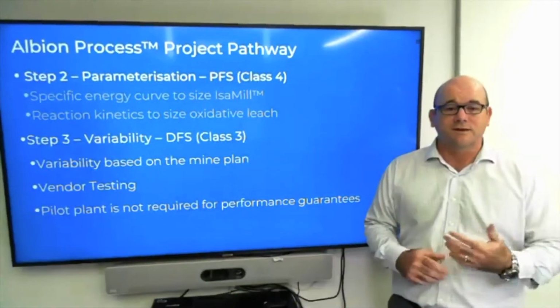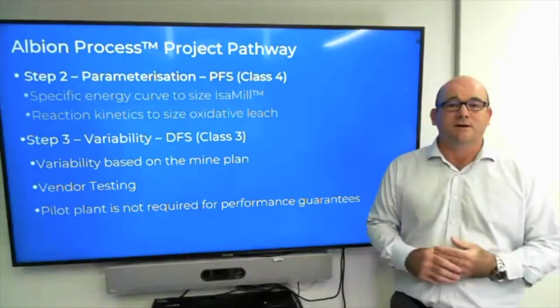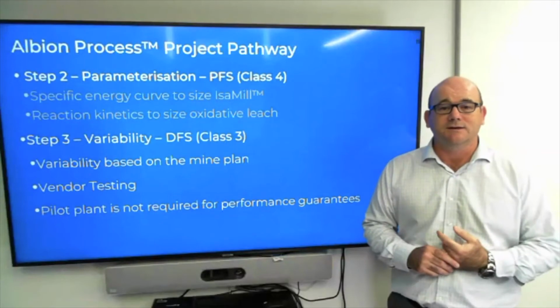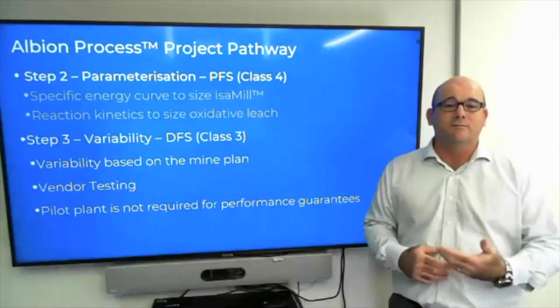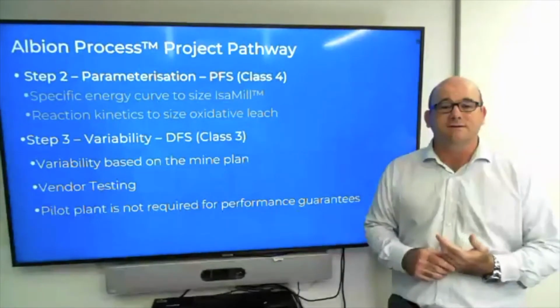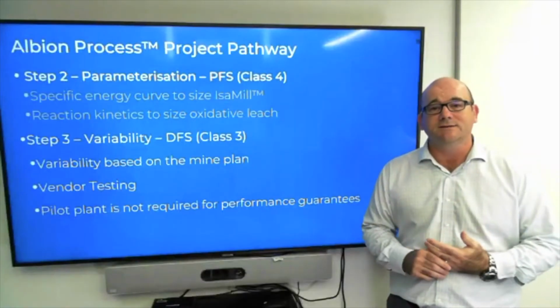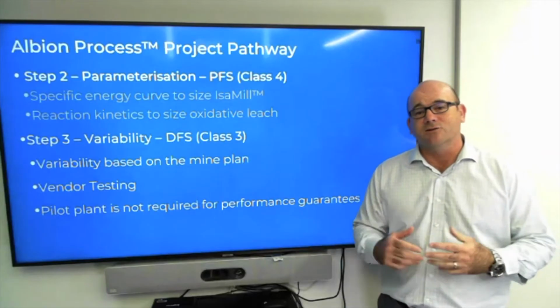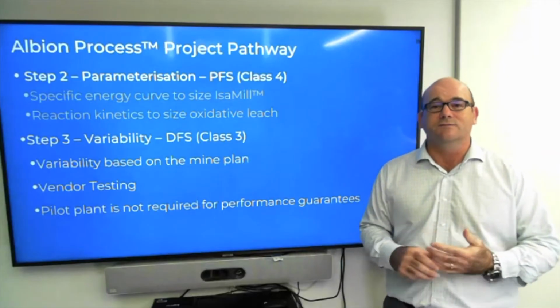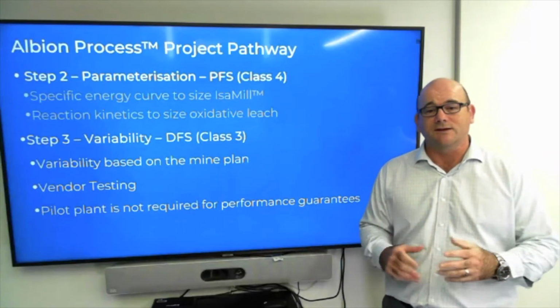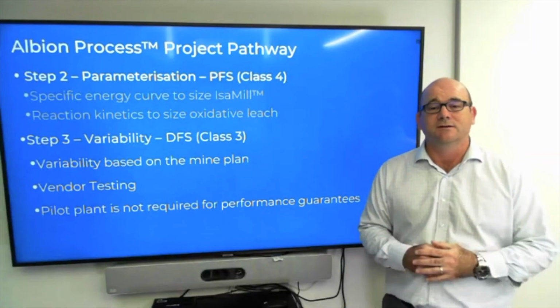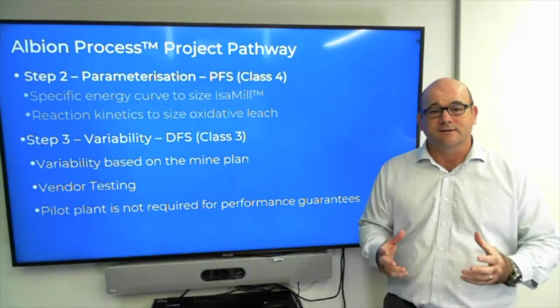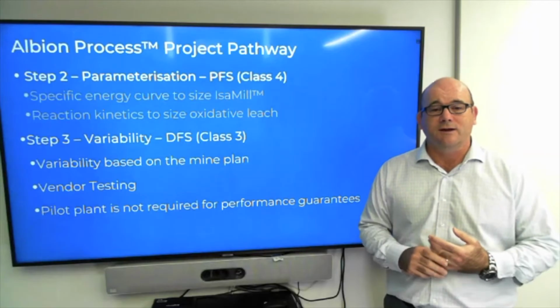Going forward, we have the basic size of the Albion plant. Moving into a class 3 basic, we're looking at the variability testing, and the other key area is probably the vendor testing, looking at the solid liquid separation, as far as the thickening and those sorts of things, to ensure that everything's going to be ready to go.